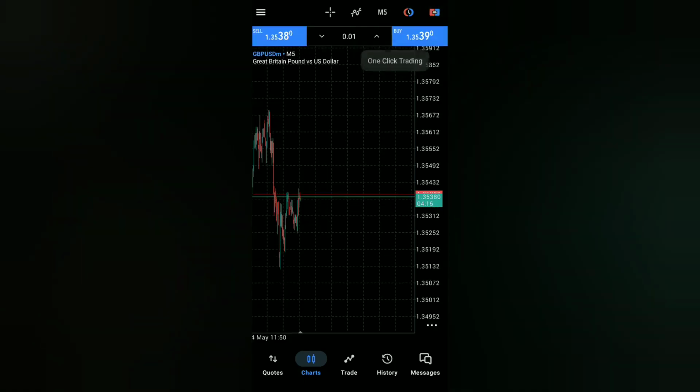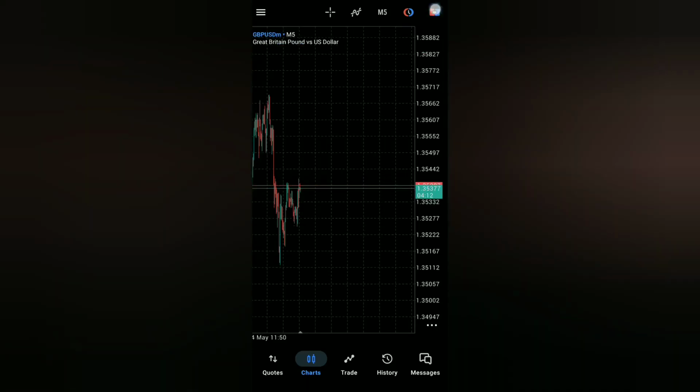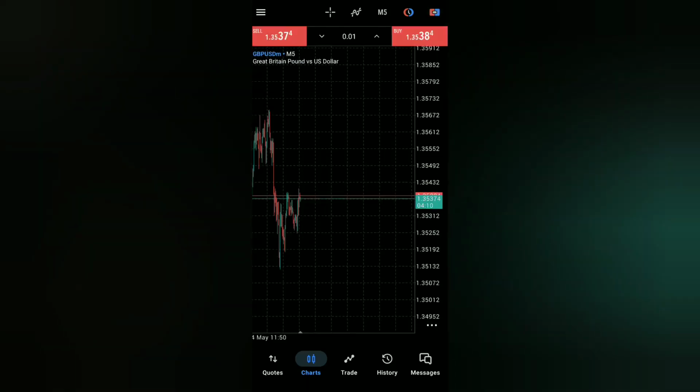So what I'm going to do now is just hide this thing. Look at, hide it. Please make sure you always hide this thing, because if you mistakenly click buy or sell, you'll be in a loss.